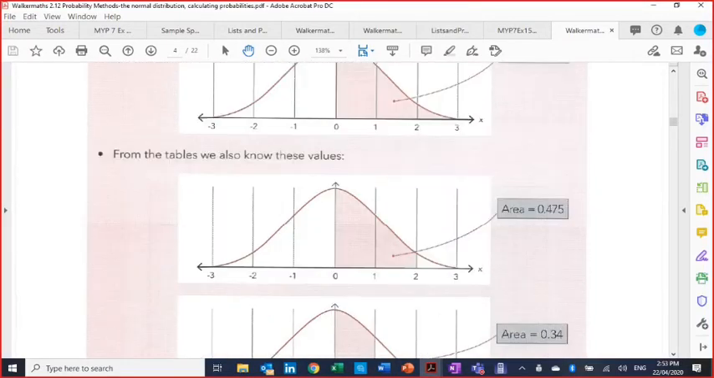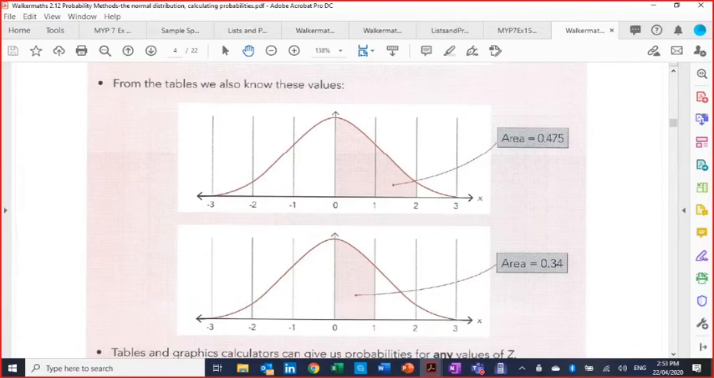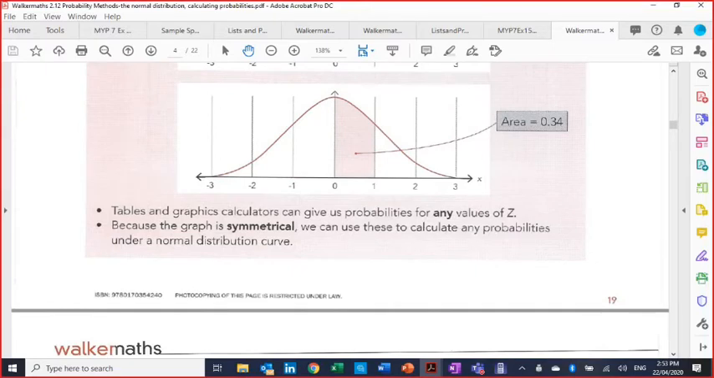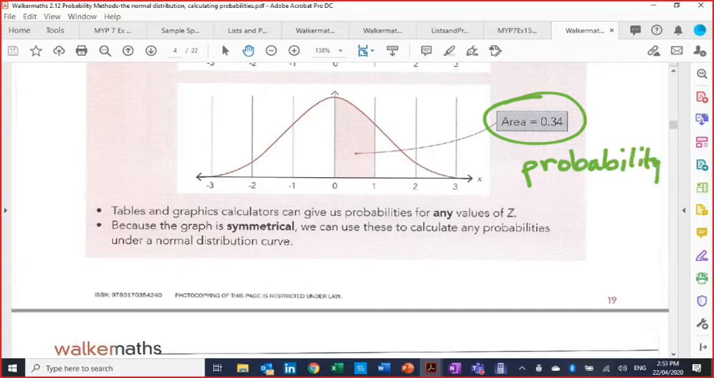So what you need to know is you need to be able to read the values. And again, they're going to give you areas. These areas, like for example, this particular area of 0.34, that is the probability of an event. And of course, you can give it as a decimal, or you could change it into a percent, right? So it can be written several different ways, just like when we looked at probability before.